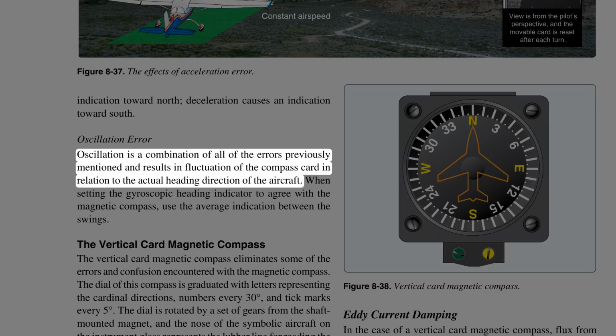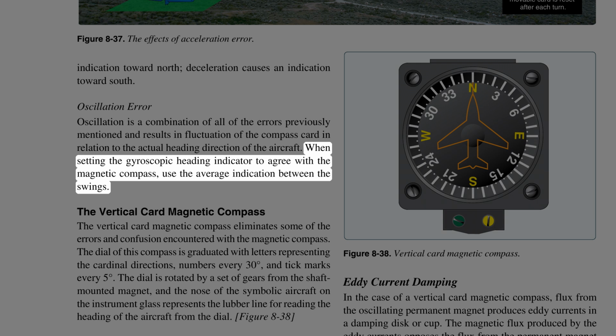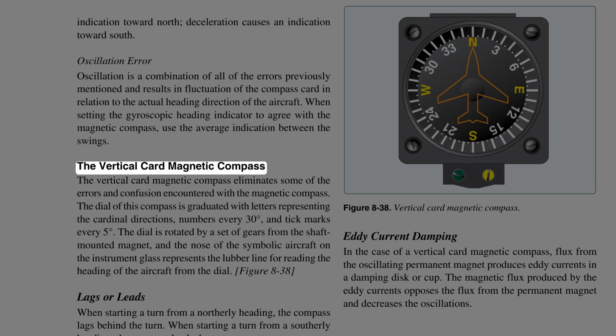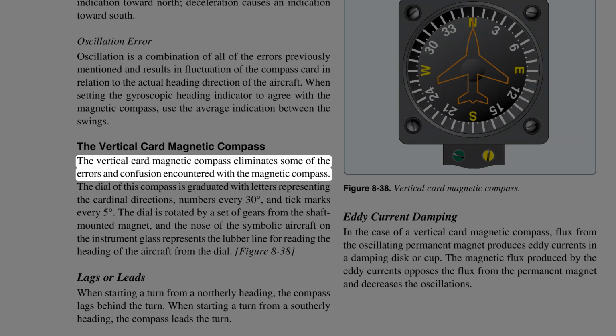Oscillation error. Oscillation is a combination of all of the errors previously mentioned and results in fluctuation of the compass card in relation to the actual heading direction of the aircraft. When setting the gyroscopic heading indicator to agree with the magnetic compass, use the average indication between the swings. The vertical card magnetic compass. The vertical card magnetic compass eliminates some of the errors and confusion encountered with the magnetic compass.